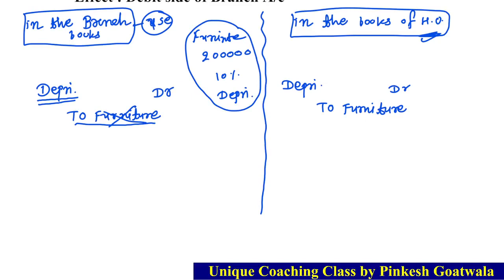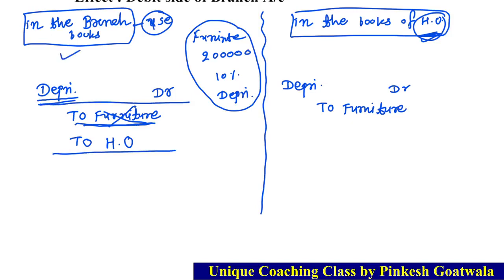But branch hasn't furniture in his book. There is no furniture in its books. So he cannot credit furniture. So instead of furniture he should credit head office, because furniture was shown in the books of head office. So the journal will be like this: depreciation debit to head office in the books of branch.